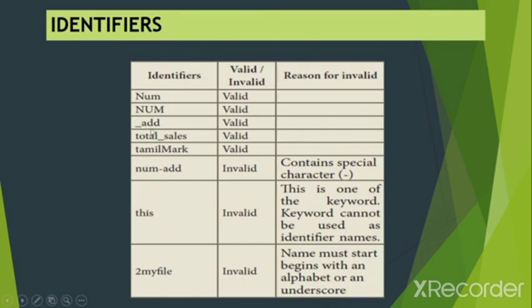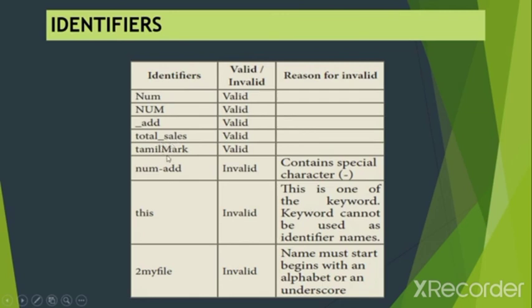Then the third one is also valid because it starts with an underscore. We can start either with an alphabet or with an underscore. So this is also valid. Then the next one is total underscore sale. If we want to combine two words, we can use an underscore here. But we should not use a space. We should not give total space sales. Instead of filling that space, we can use an underscore here.